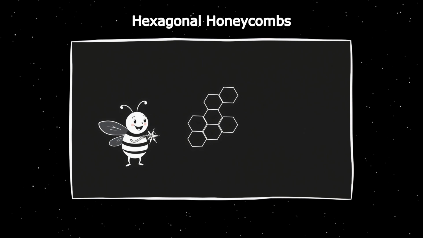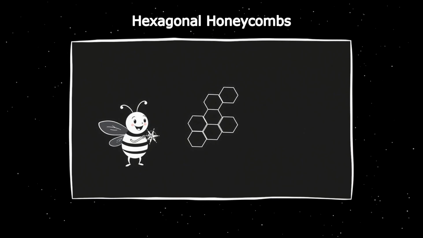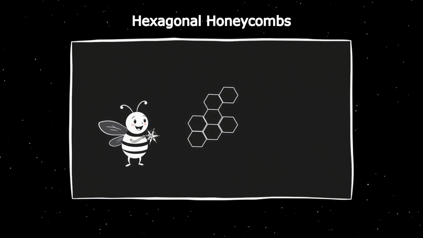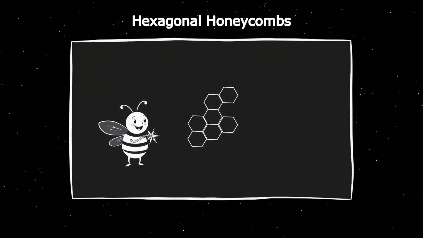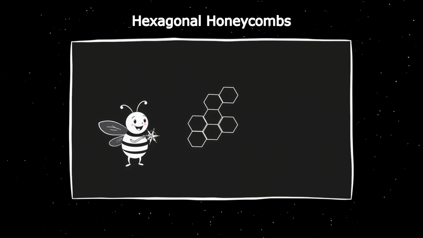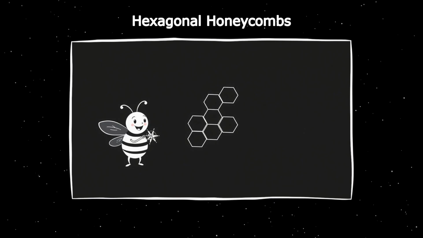The hexagonal structure has been studied extensively, revealing that this form is mathematically proven to be the most efficient way to partition a plane. Unlike squares, which leave unused corners, or triangular shapes, which do not allow for maximum volume, hexagons fit together perfectly without leaving gaps.